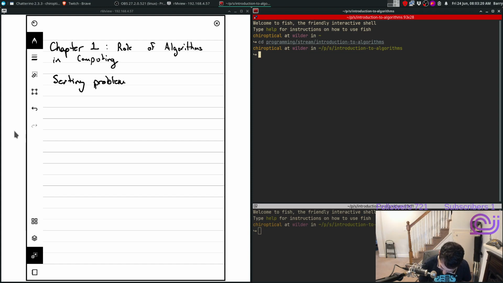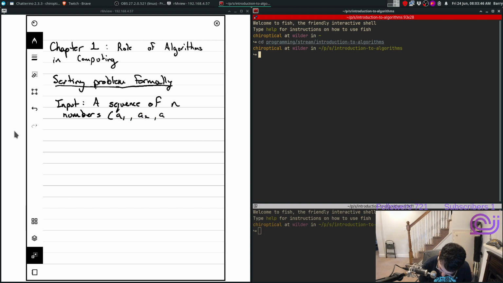So formally, yes, we have an input, which is a sequence of n numbers. Okay. Output.